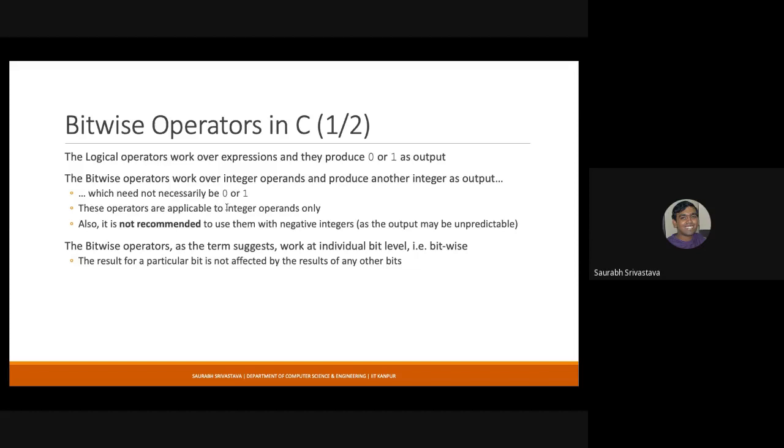It is not recommended to use it with negative integers, because you might receive results which are hard to interpret. So usually people use it with unsigned integers. It is not allowed to use them over doubles and floats and other types of variables, but you can use it over char, int, short, long, basically any integer type variables.